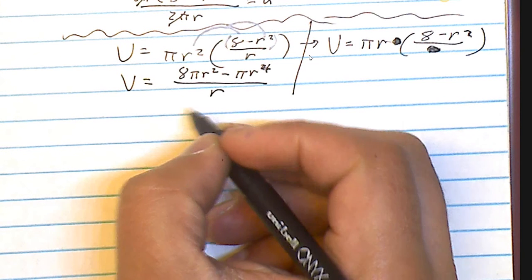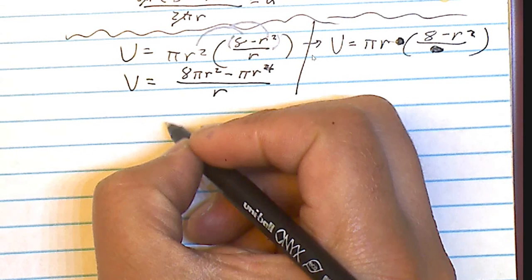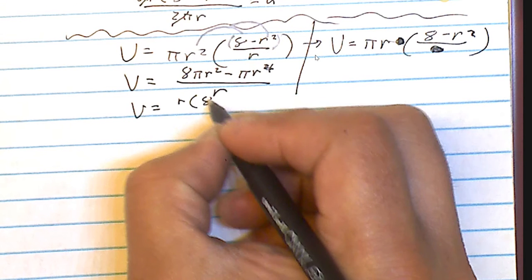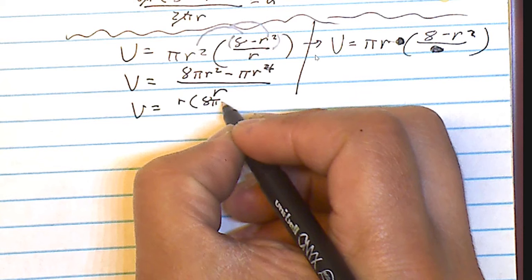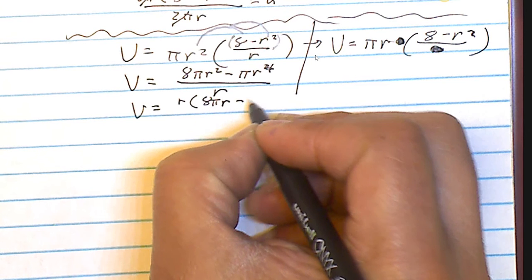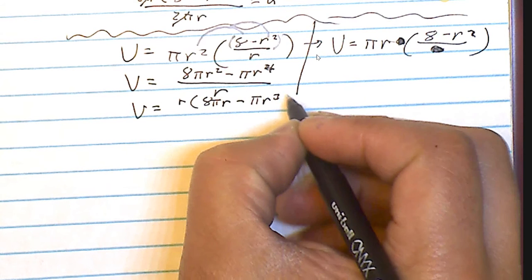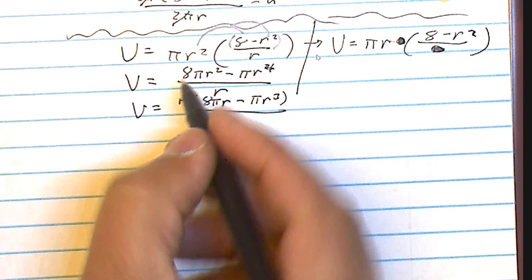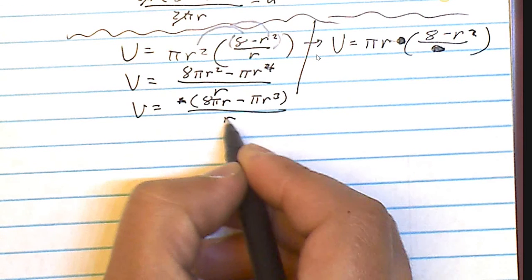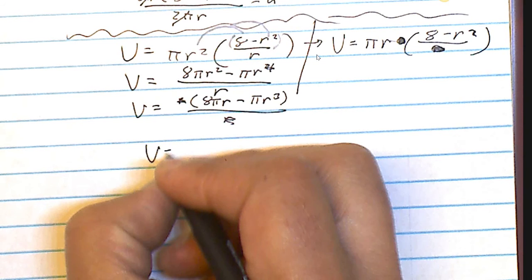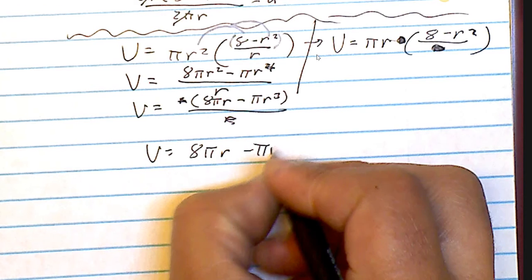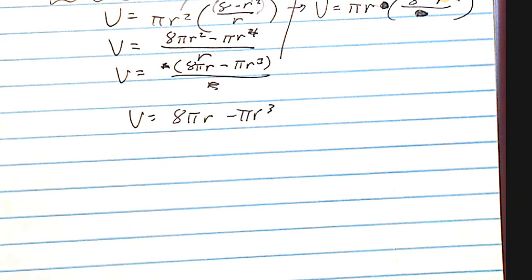What do y'all want to do? Factor out an r, or an r squared. The r's cancel. Alright, y'all know the drill. Take the derivative, set it equal to 0, solve.